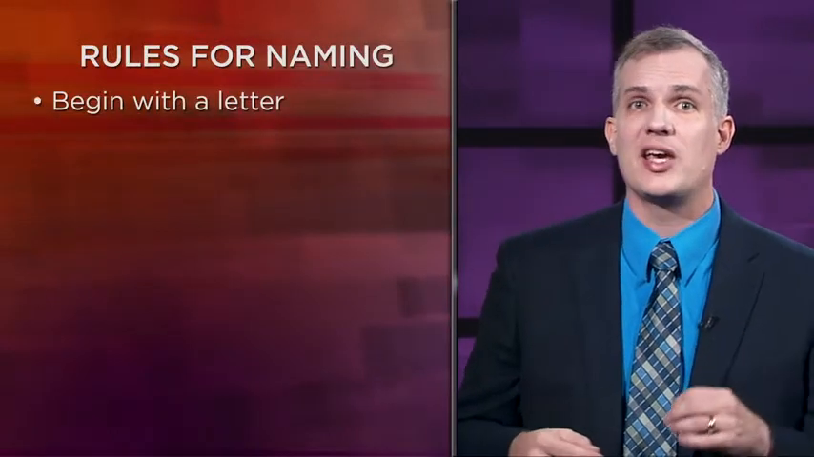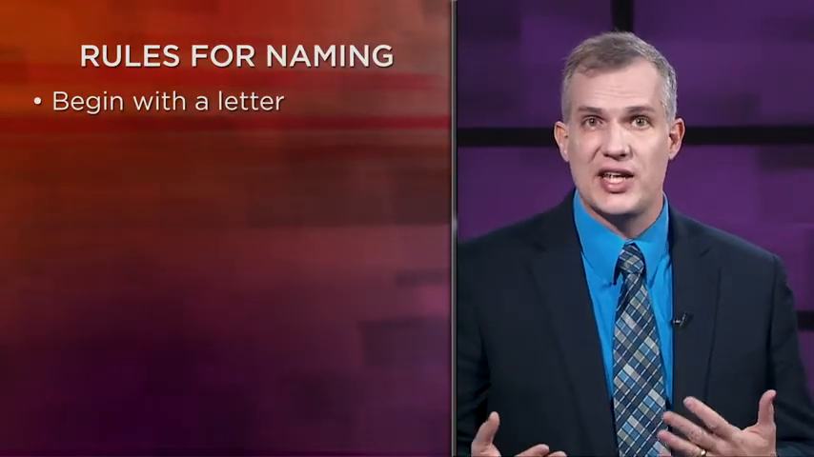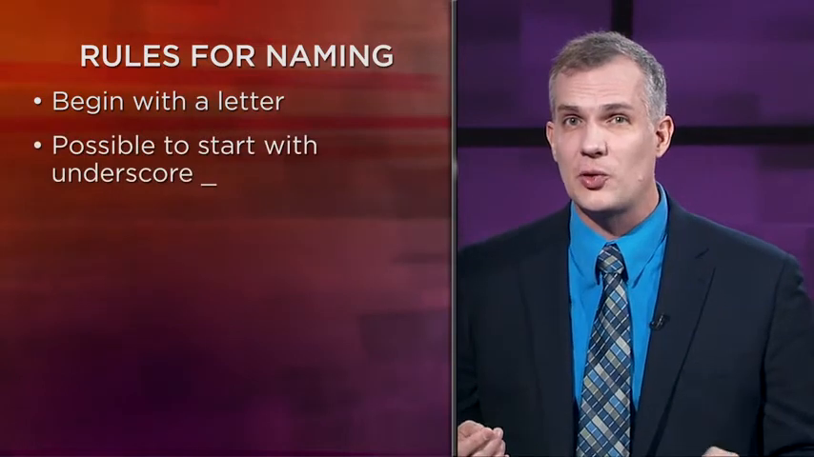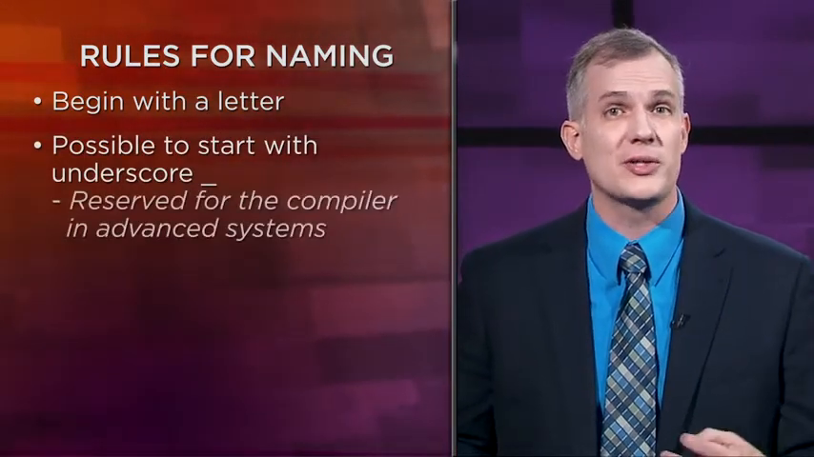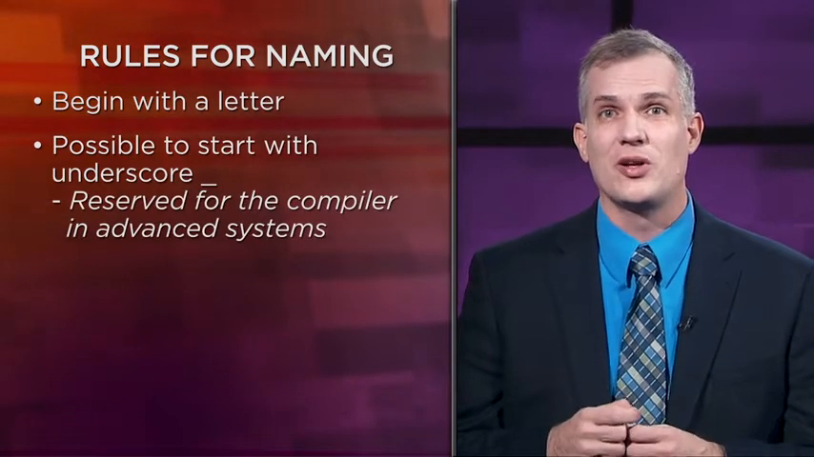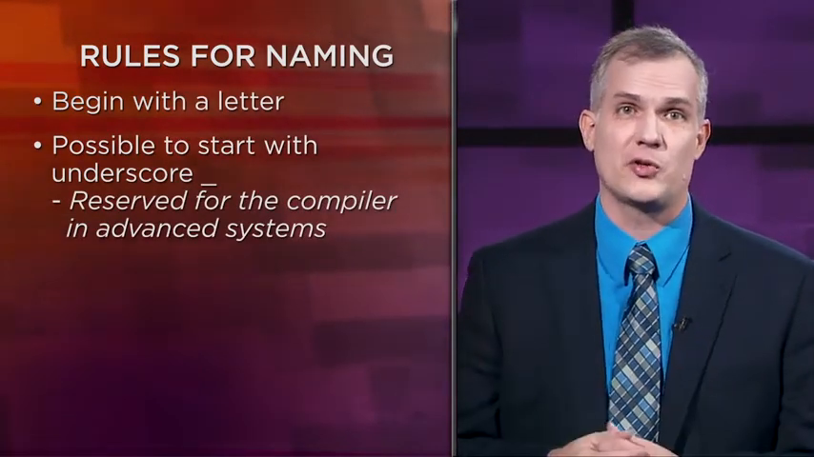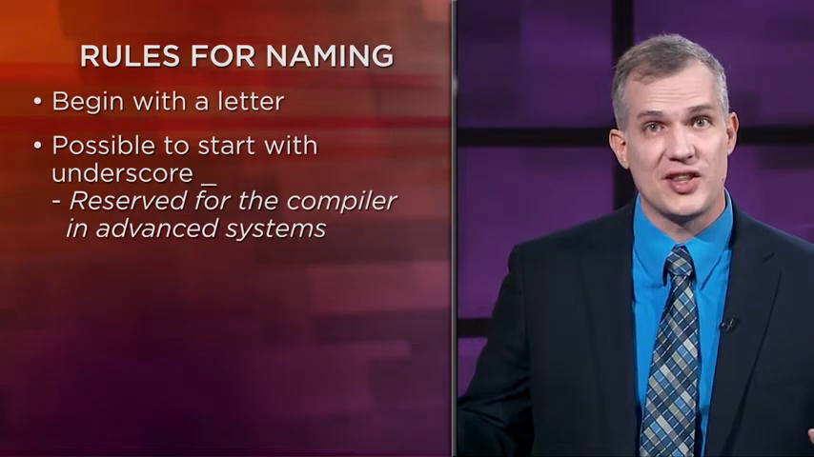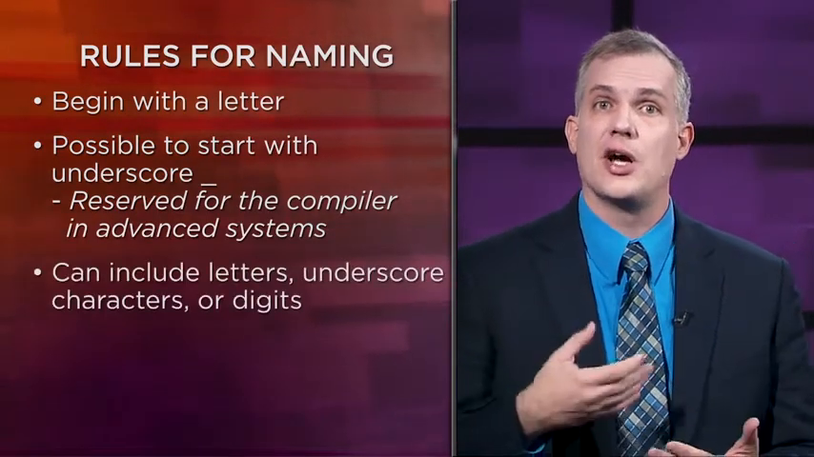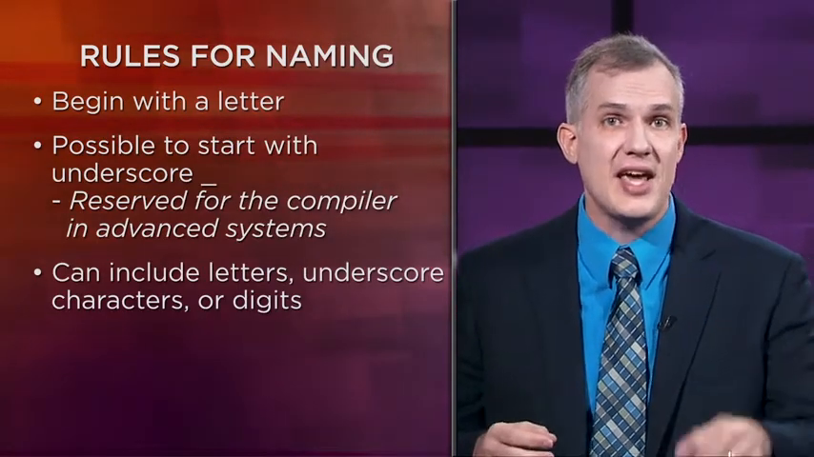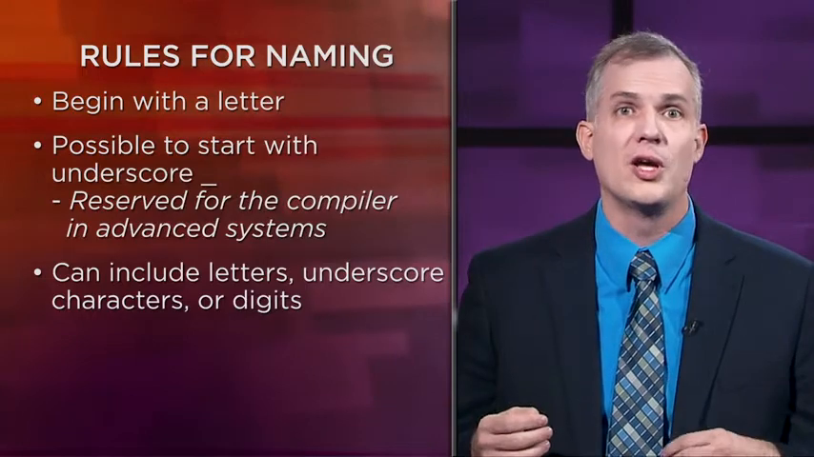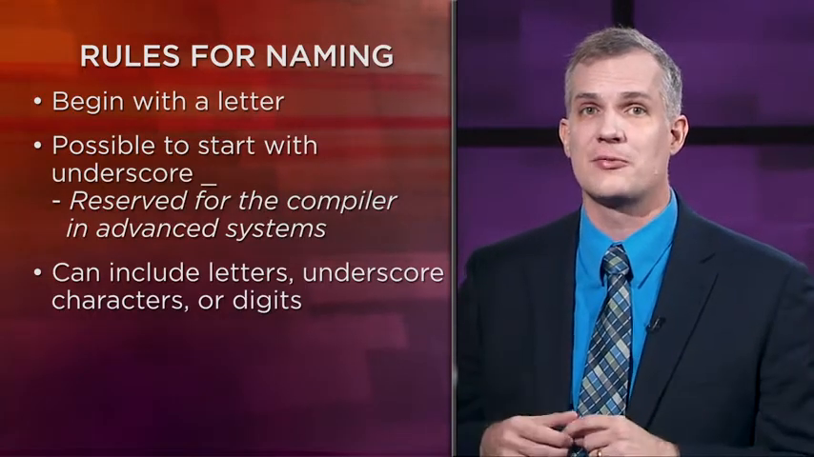Now, let's look at variable names, which have a few rules. Names have to begin with a letter. Besides letters, it's also possible to start with the underscore character, but you should not do that. Variables starting with underscore are usually reserved for special things in the compiler, which come up in more advanced systems programming. As for the rest of the name, you can use letters, underscore characters, or numbers. Yes, a variable can contain digits or underscore, but it can't start with digits.